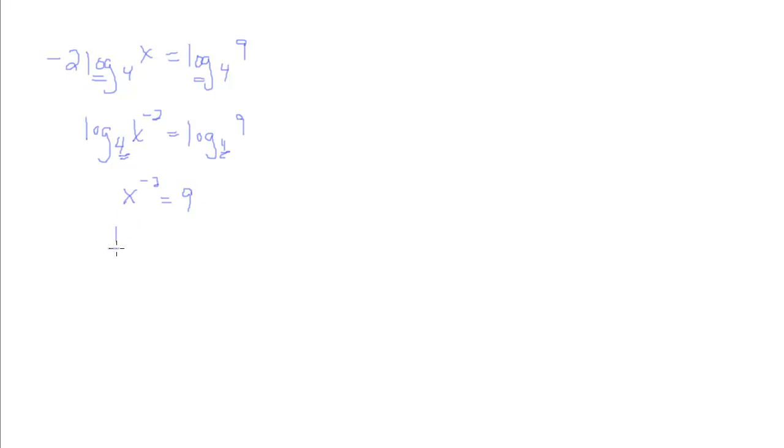This means 1 over x squared is equal to 9. Anytime I'm solving a rational equation, I multiply both sides by the common denominator. So this will just give me 1 is equal to 9x squared. So x squared is equal to 1 over 9. And so x is equal to plus or minus 1 over 3.